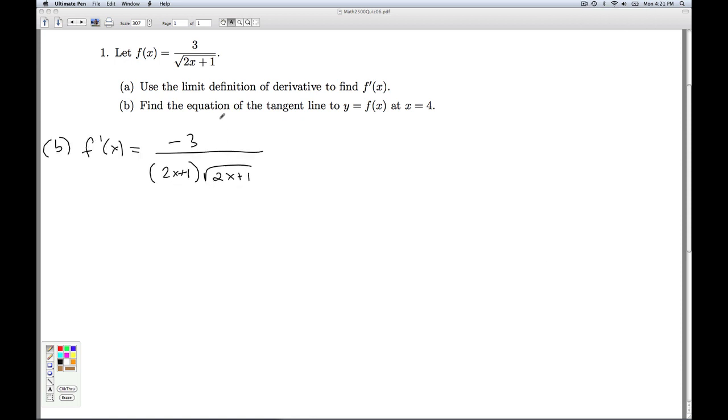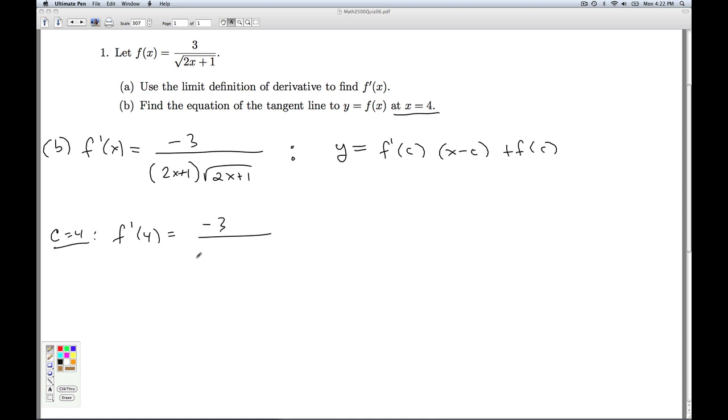Alright, with our derivative in hand, we can now go about finding the equation of the tangent line at x equals 4. So the equation of the tangent line, remember, is y equals f prime at c times x minus c, plus f of c. That's at the point c comma f of c. So here our c is 4. So the slope is f prime at 4. So it's minus 3 divided by 2 times 4 plus 1 times the square root of 2 times 4 plus 1.